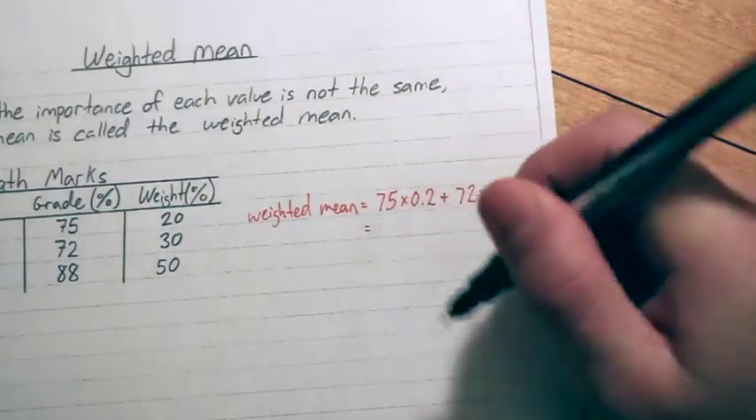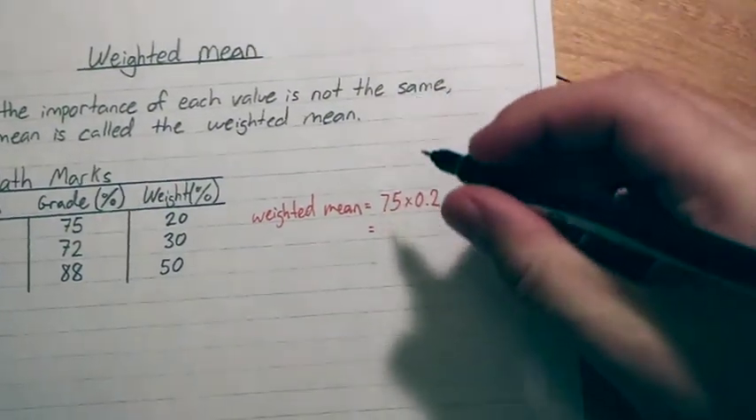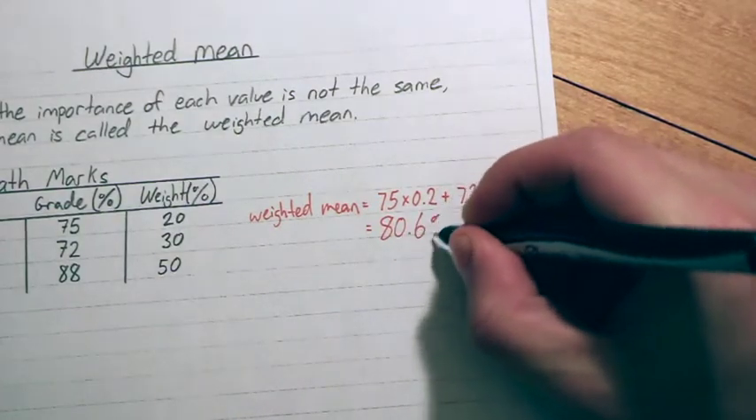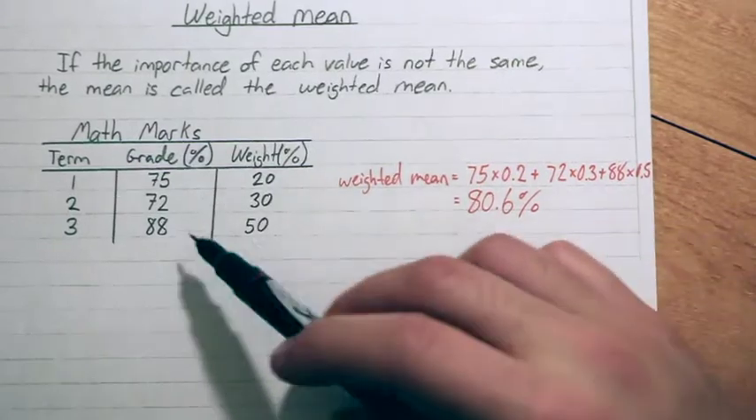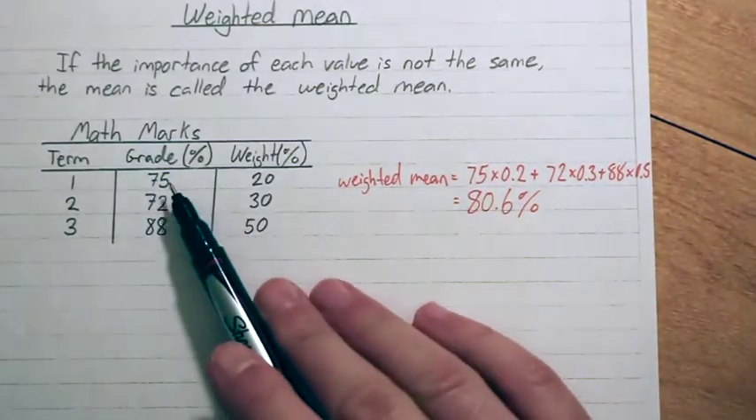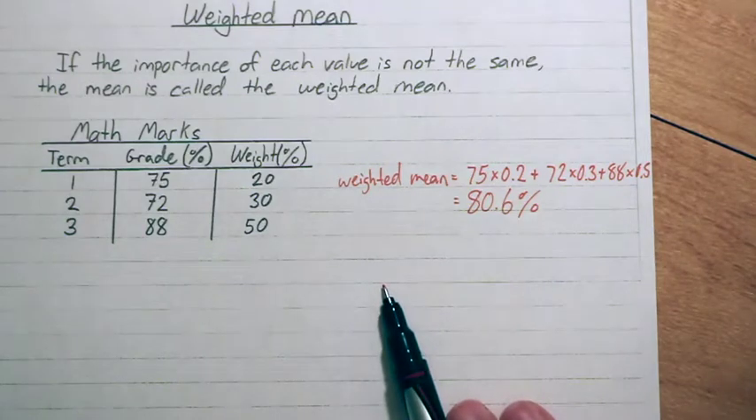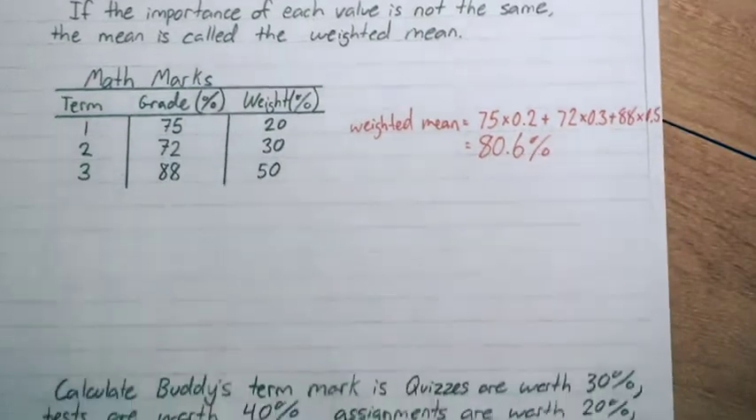So if we punch this into our calculator, we're going to get a final answer of 80.6%. So that's it. It's always the sum of the products of the value multiplied by their worth or their weight. And that's about as complicated as this can get.